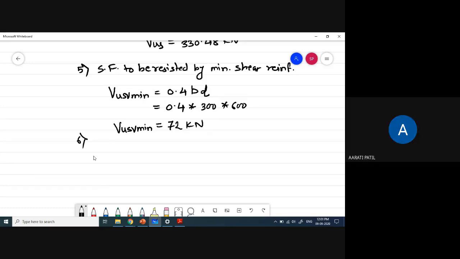Next step. Calculate shear force resisted by bent up bars. Okay. Shear force resisted by bent up bars. Now let us understand first the concept of bent up bars.